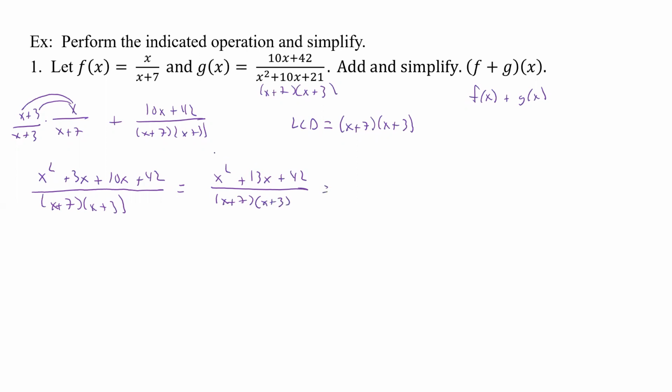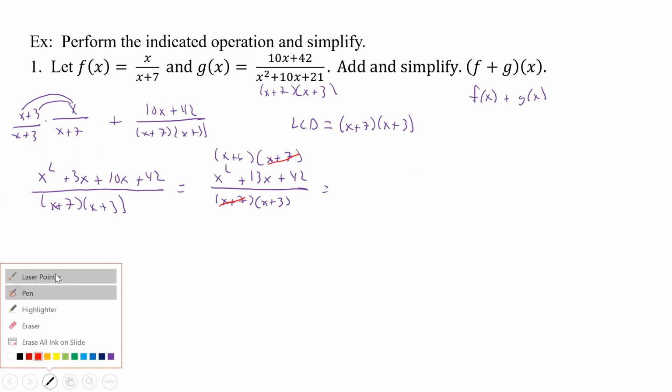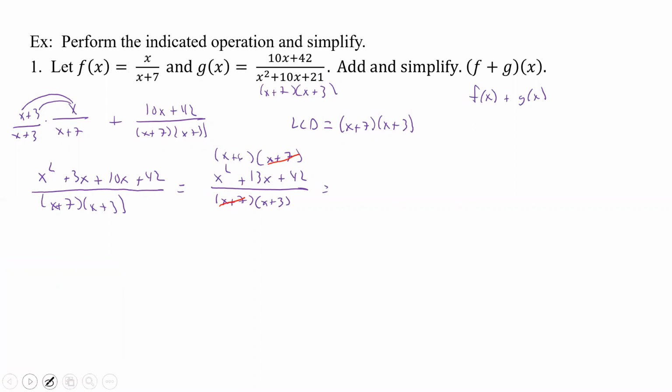Well, can we factor this? Well, this can be factored into, looks like x plus 6, x plus 7, because 6 plus 7 is 13 and 6 times 7 is 42. So that helps out because x plus 7 cancels. And so we get x plus 6 over x plus 3. This can't be reduced, and so then that is our final answer for f plus g of x, given our f of x and our g of x.